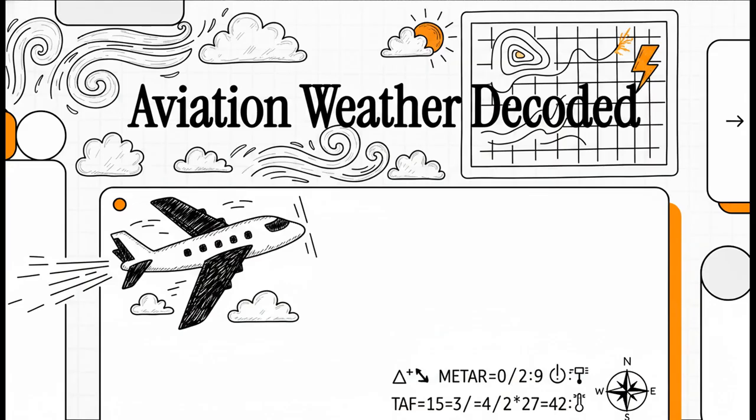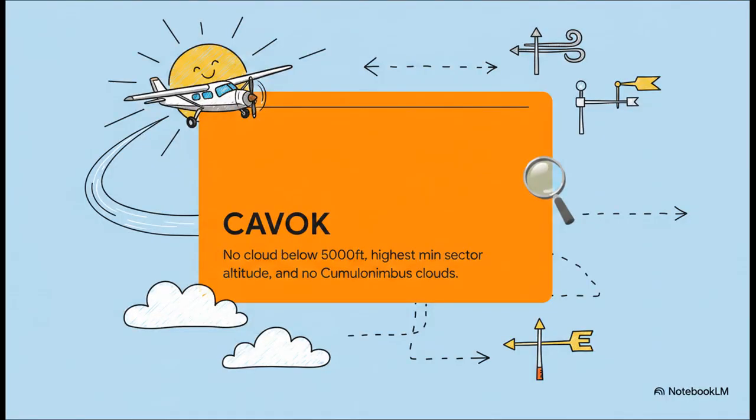So we're going to break down the exact notes, the codes, and the charts that professionals use to navigate the skies every day. All right, let's kick things off with something every single pilot absolutely loves to see on a report. KVOK. It literally stands for Ceiling and Visibility OK. When this code pops up, man, it is a breath of fresh air.